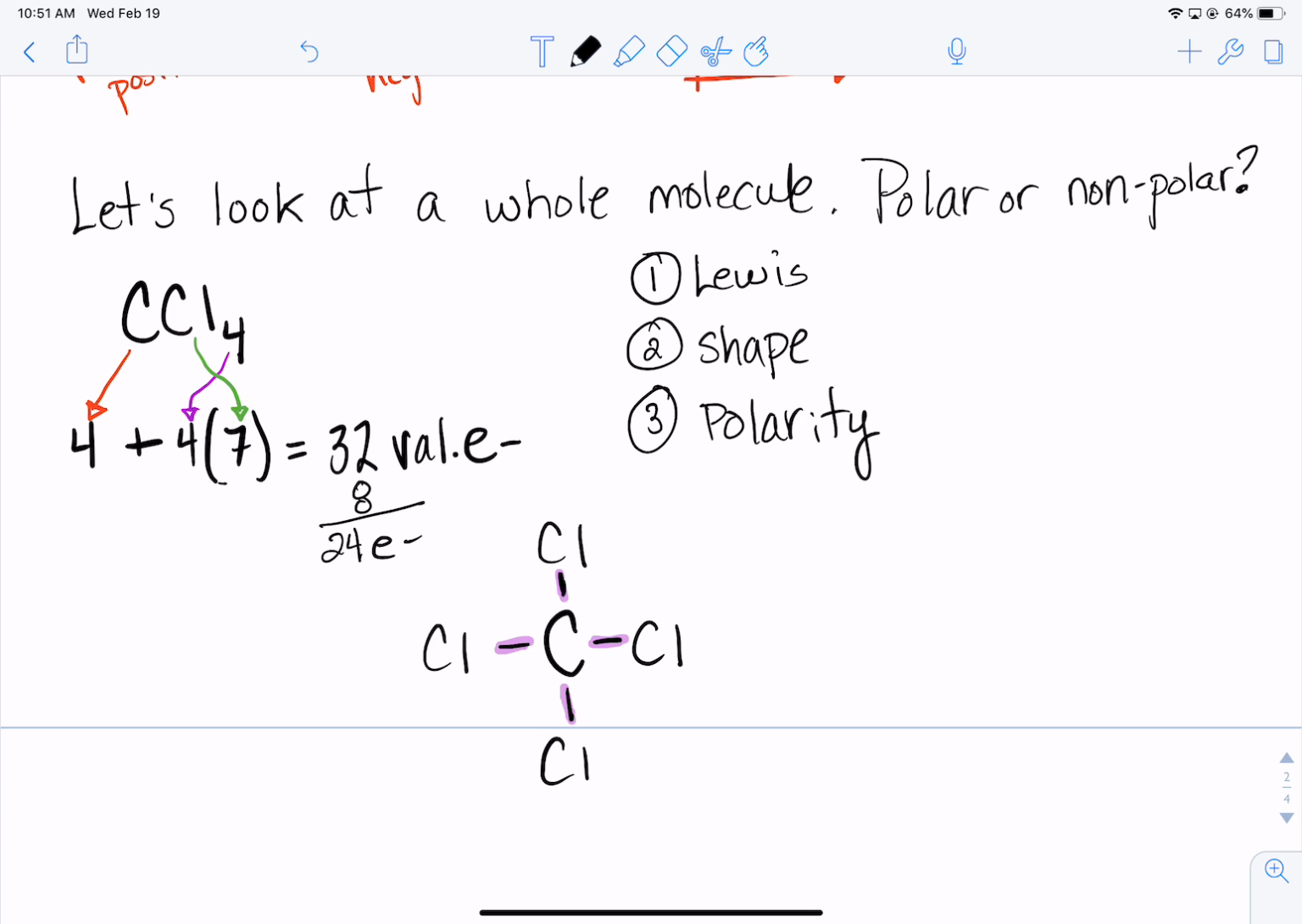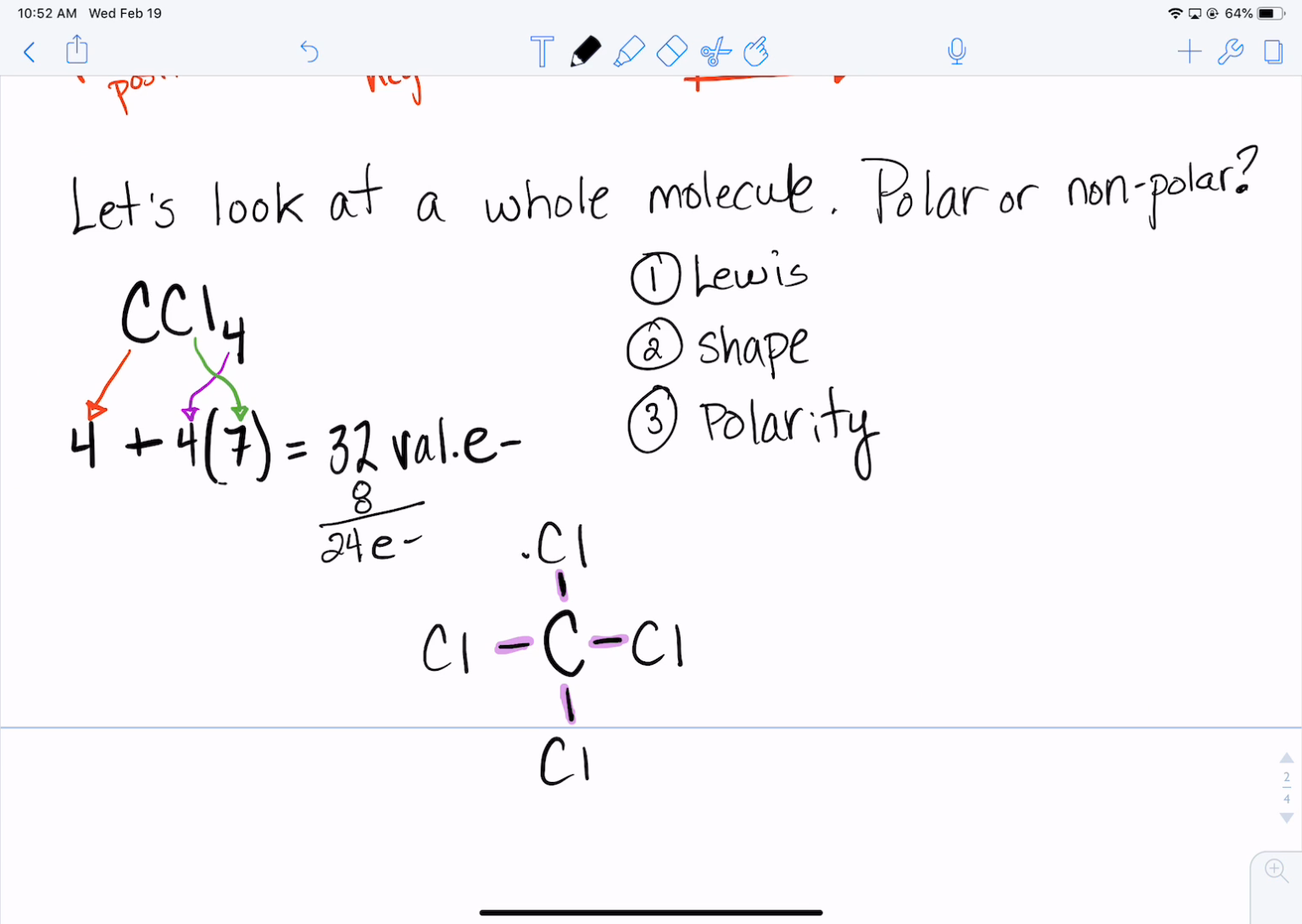Remember, we put them on the terminal atoms first. Each chlorine right now only has 2 with that shared bond. What does chlorine want to achieve? Octet, right? So it needs 6 more. Mathematically, there are 4 chlorines. 6 times 4 is 24. Boom. That's why we have 24 left.